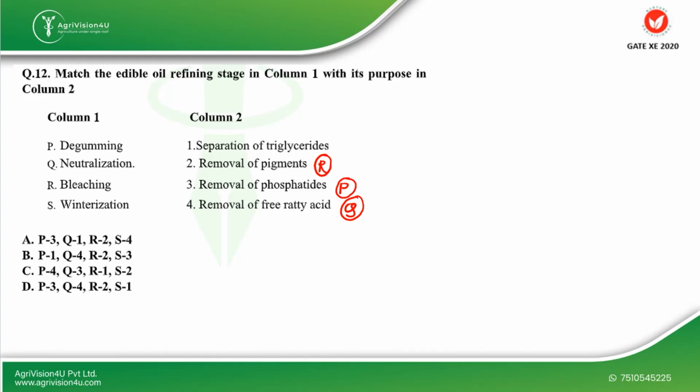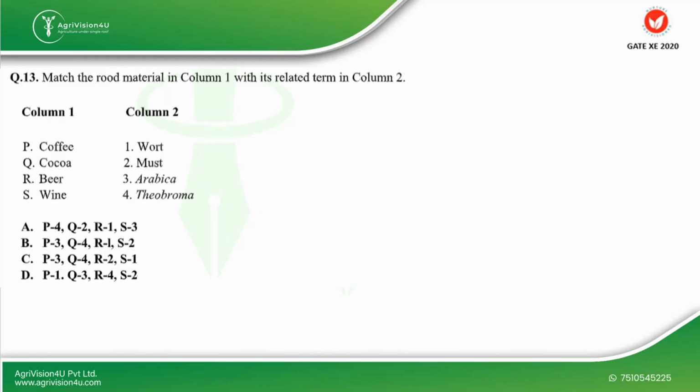So winterization is a stage which involves the separation of triglycerides that solidify at a low temperature. So this is done to prevent the oil from becoming cloudy when it is stored at a cold temperature. So S, so my correct option will be D, P3Q4R2S1.